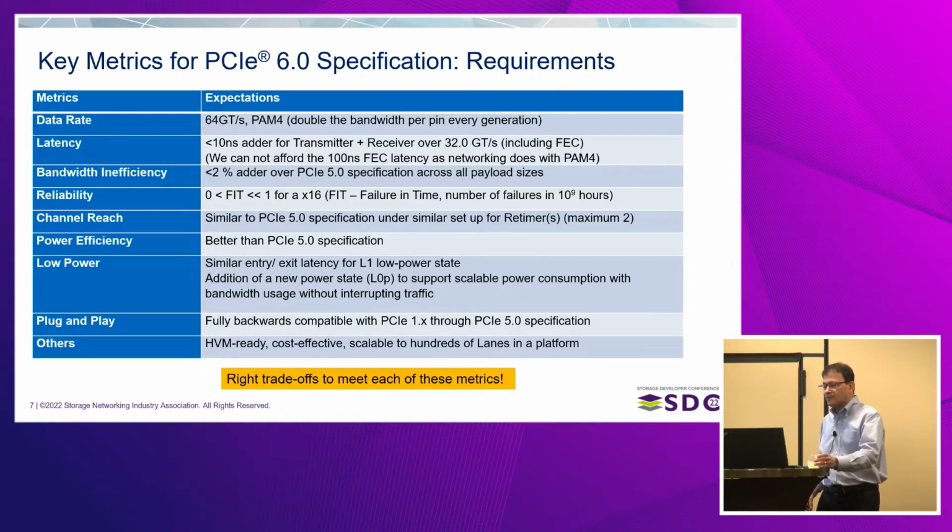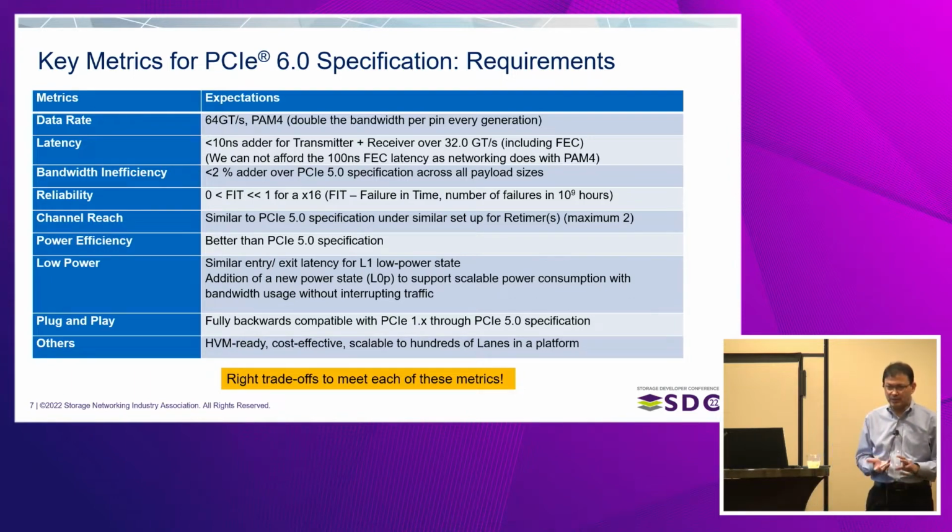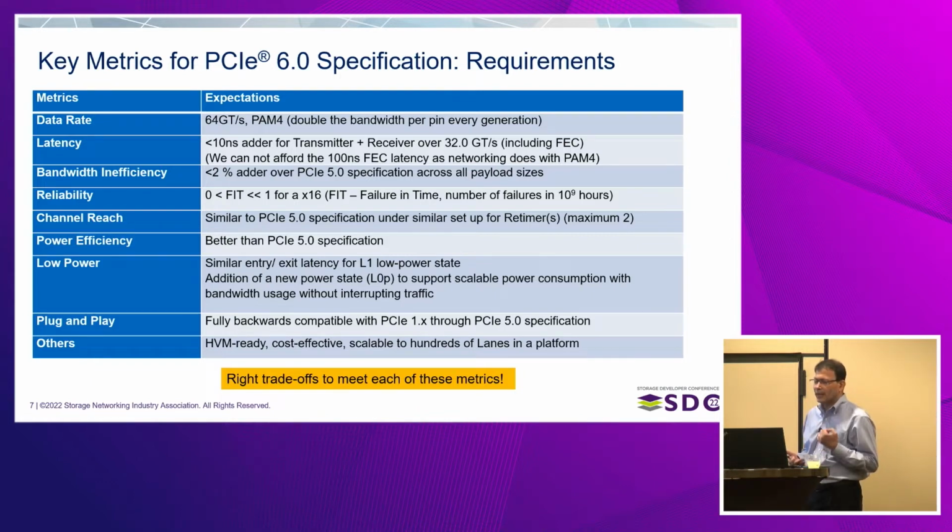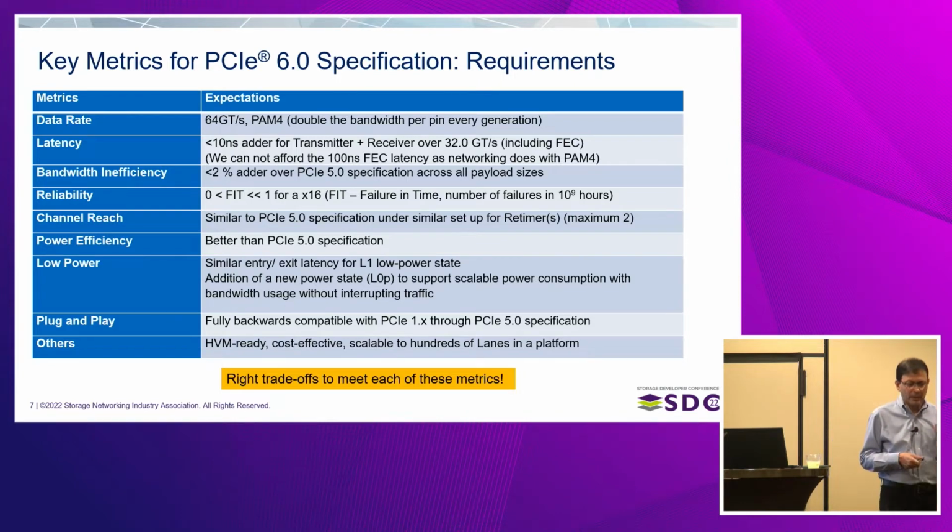Bandwidth inefficiency. Another way of saying it is bandwidth efficiency, both are the same thing. It has to be less than 2% adder. And by that what I mean is that if I was getting bandwidth X at 32 gig, when I go to 64 gig, I must get at least 1.98x.